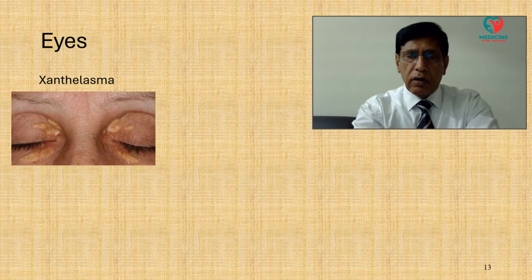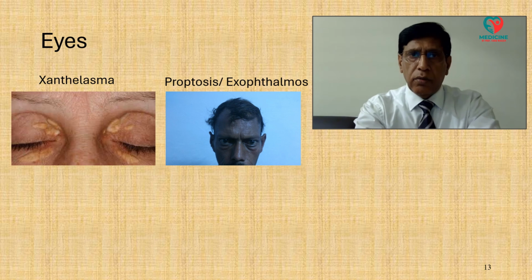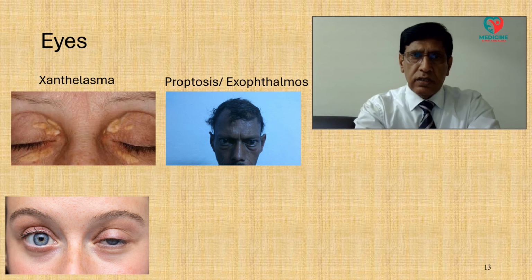And this may appear not only over the eyelids, but may also be there over the palms or over the shins or over the extensor surfaces of the arms. Now, this is xanthelasma, and finding xanthelasma may necessitate a work up for possible lipid disorders. Notice this person's very prominent eyes, with a wide gaze or stare. This is proptosis or exophthalmos, which is a feature of thyrotoxicosis or Graves' disease.